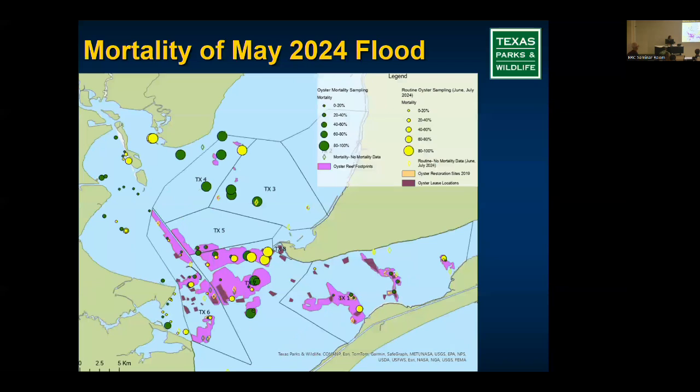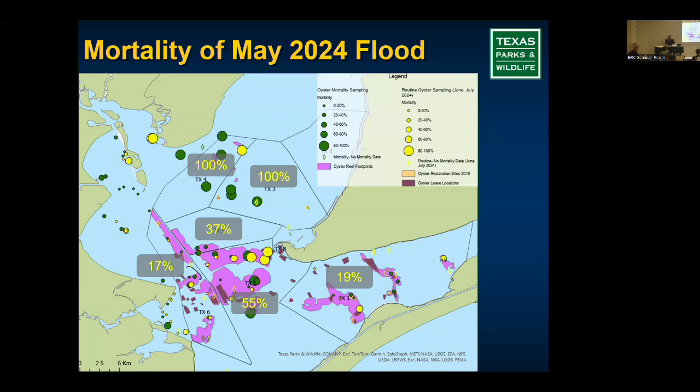So overall, oyster mortality for Galveston Bay due to this flood event was around 49%, although some areas were more affected than others, as we saw. TX3 and TX4 experienced 100%. The middle of Galveston Bay experienced 37 and 55%. And then finally, TX1 and TX6, which is on the west side of the bay, were still elevated at 19 and 17%, just less so.